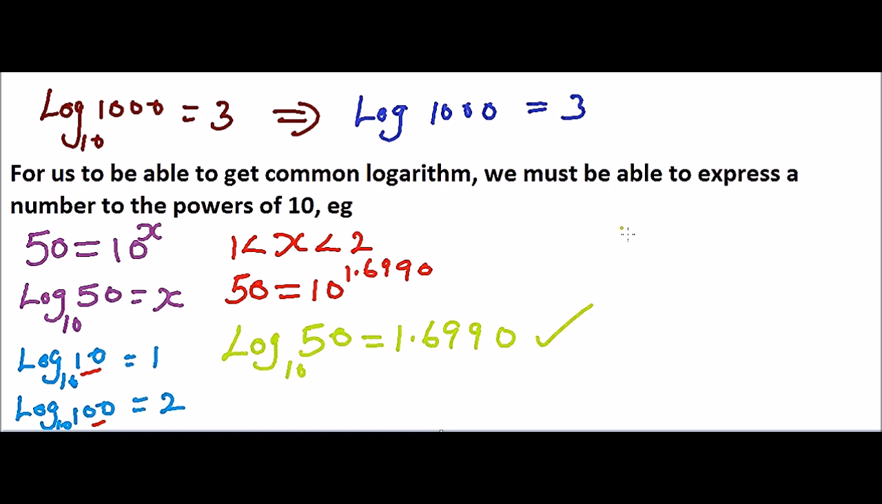If we want to get the logarithm of 80 to base 10, it is equal to, maybe we say, 10 to power y. So we will need to do the same calculation just like we have done with 50 to be able to get the value of y. And that will be a lot of work. So let's see how now the logarithm table helps us to find the common logarithms.